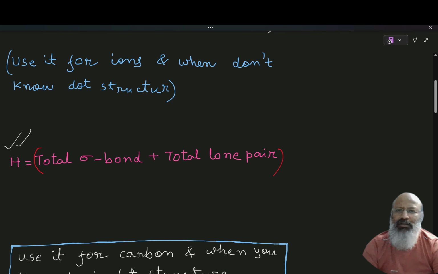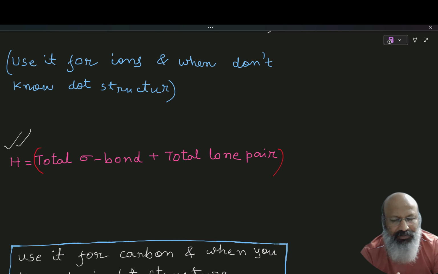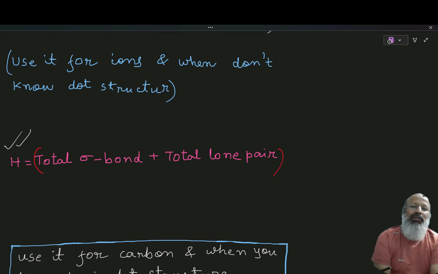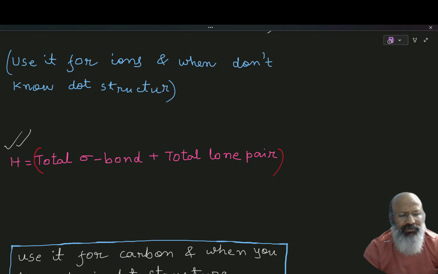It is only saying you just count the total sigma bonds and total lone pairs. So it's very simple. It looks like a formula. But the problem is that if you want to really know the total number of lone pairs and sigma bonds, then you need to know the Lewis dot structure properly. So use this formula when you are very clear about the Lewis dot structure. And also you can use this formula for carbon. Now why carbon? Because carbon has no lone pair.